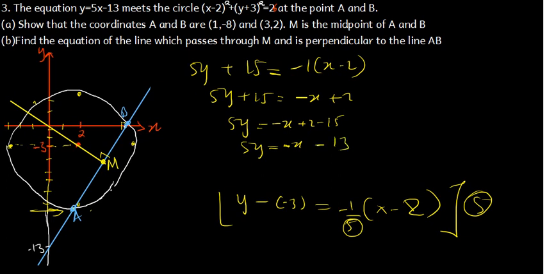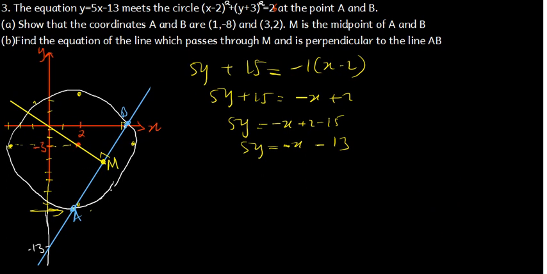Depending on which form they want us to leave our answer in, if they don't want any specified form, we can leave it like that, or we can take all the terms to one side, and that would be 5y plus x plus 13 equal to 0. In any form that we leave it, it's all the same. And so that is the answer for this one.